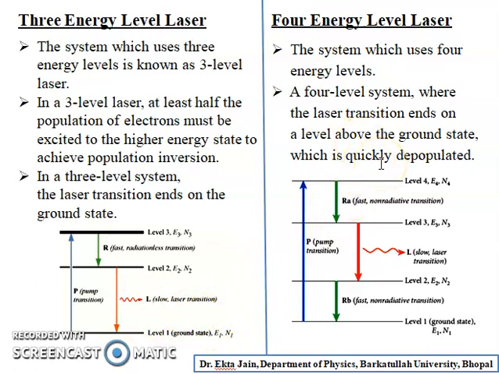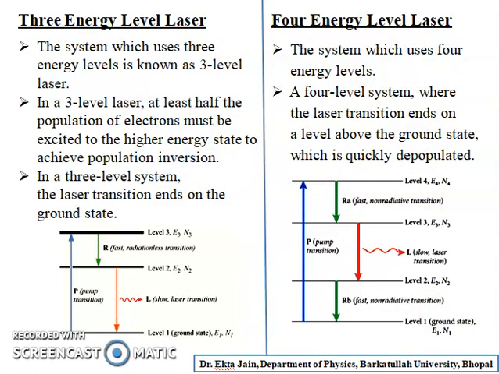Now come to the 4 energy level laser. In a 4 level system, the laser transition ends on a level above the ground state, which is quickly depopulated. A very important point. Here, what we have seen in the 3 energy level laser is that the laser transition happens in the ground state, while in the 4 energy level laser, the laser transition is between E2 and E3. Right? So this is the main difference between 3 energy level and 4 energy level laser.